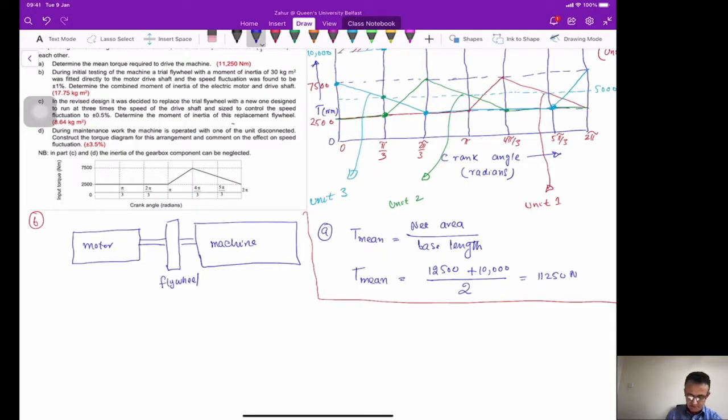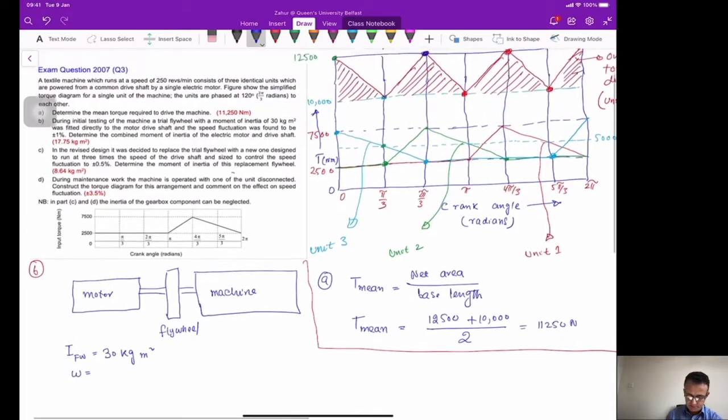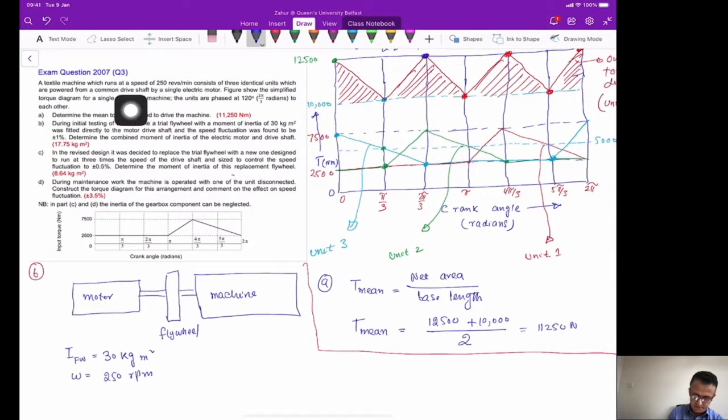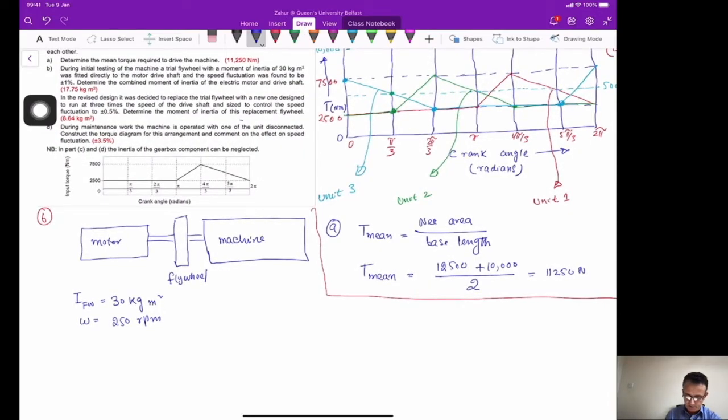And in this specific case, in part B, you are given that the I of the flywheel is 30 kilogram meter square. Obviously, you are also given the omega in the previous case, which was 250 rpm, which is this value here. And now again, what is given here is that the speed was found to be plus minus 1%. So the speed fluctuation is also given.